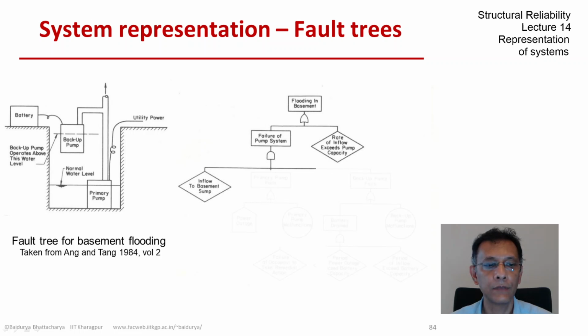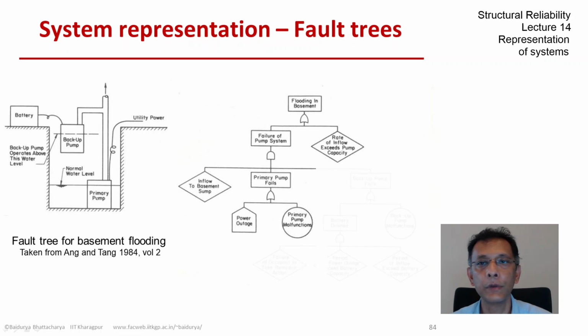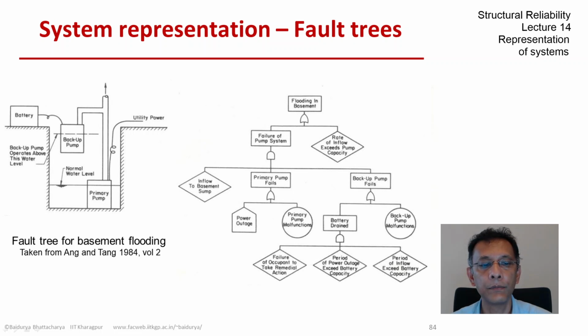And that has several possibilities. They're all going through an AND gate. So the inflow to basement sump, and then the primary pump fails, and the backup pump also fails, and then those events, the primary and the backup pump failure events, are further developed into either up to a house event or an elemental failure or other diamond events which require no further development.